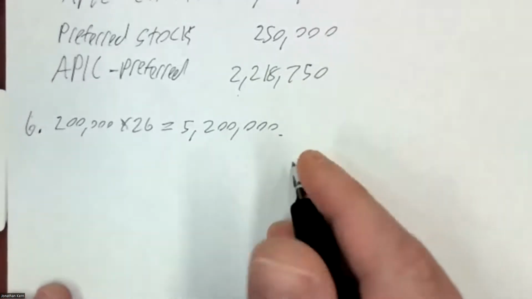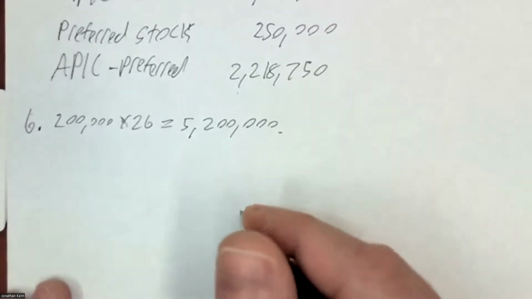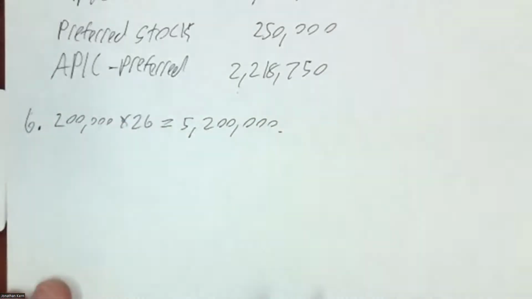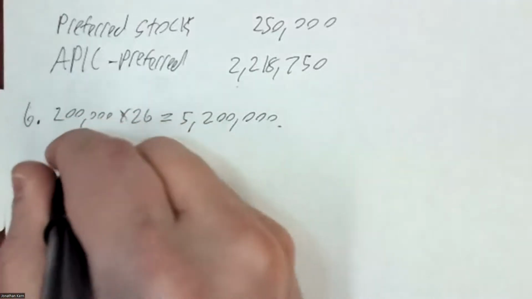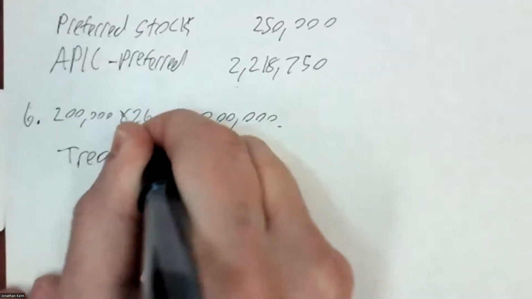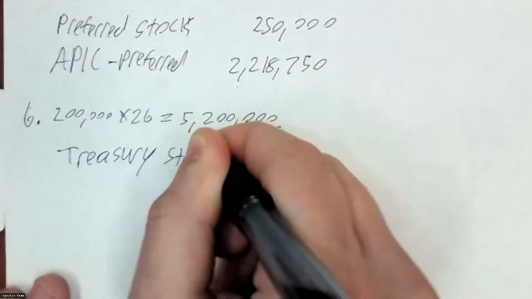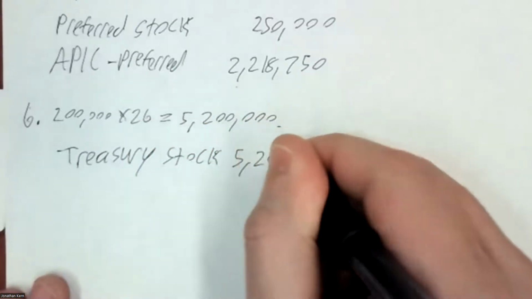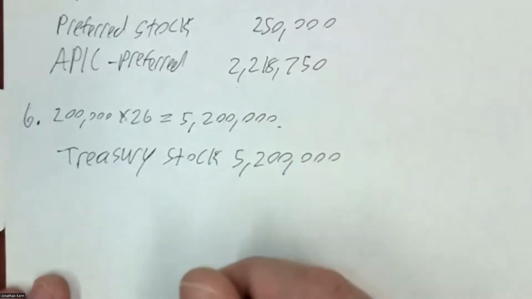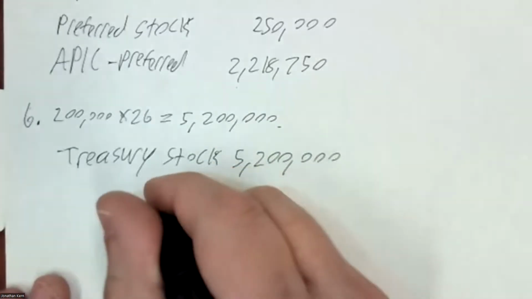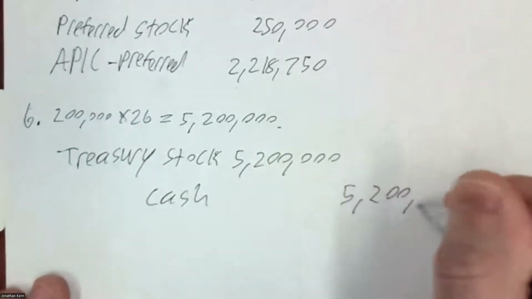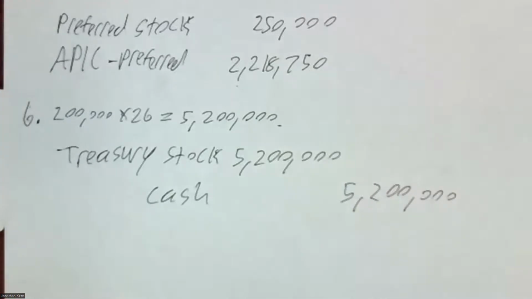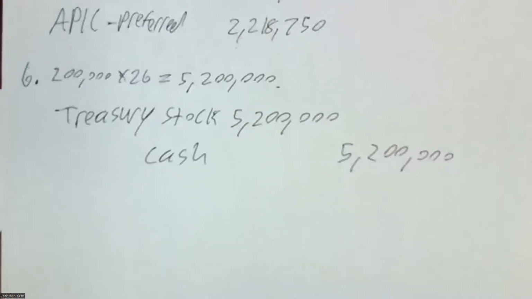And when we repurchase shares, we call that treasury stock. Let's remember that treasury stock is a contra equity account. So we're going to debit treasury stock $5,200,000, and then we're going to credit cash for the same amount. And that's all that is required for B.